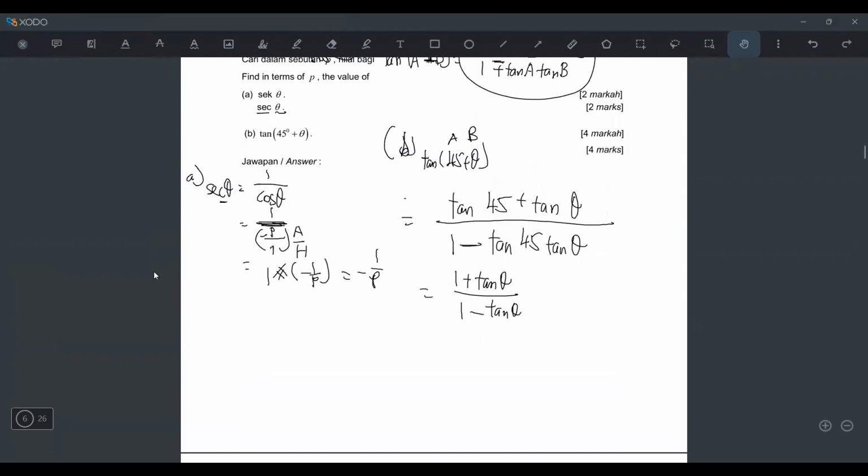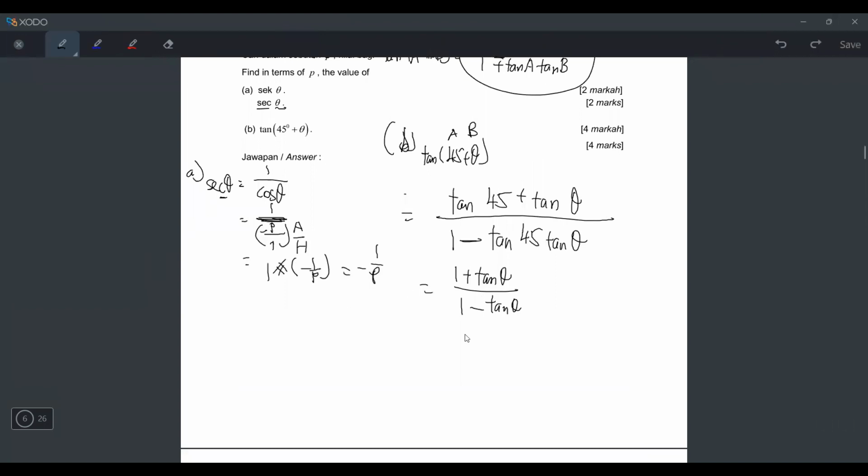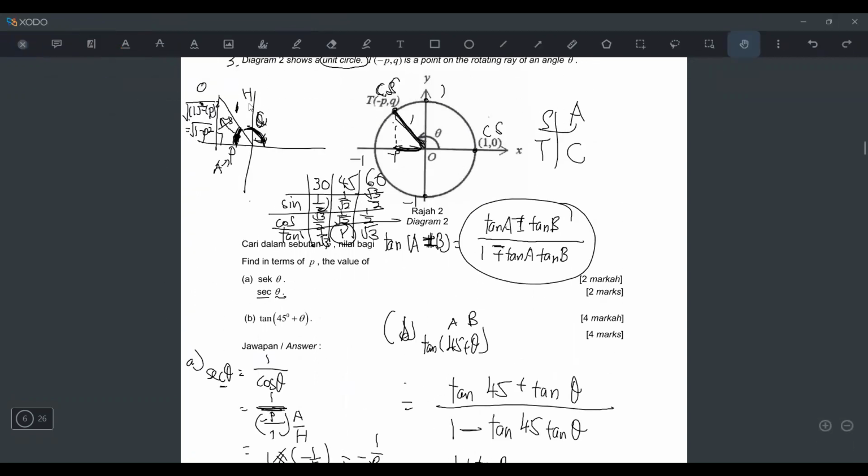So is this your final answer? No, right? You still have to substitute in the tangent theta in 1 plus tangent theta over 1 minus tangent theta. We all know tangent's formula is TOA, opposite over adjacent. So that's why it's important to draw. If you don't draw this, how do you know what your opposite is? You don't know, right? So what's your opposite? Square root of 1 minus p squared.